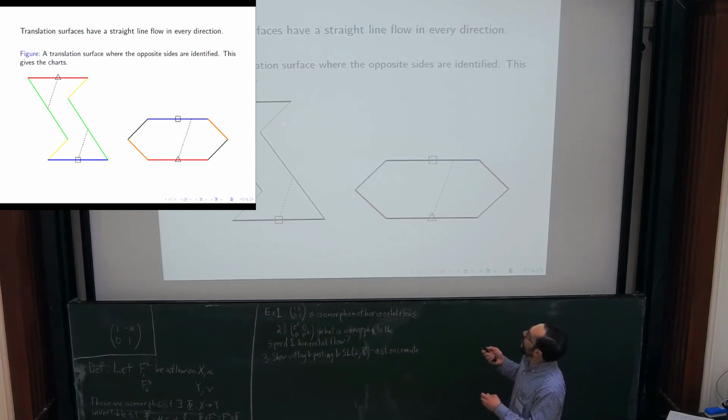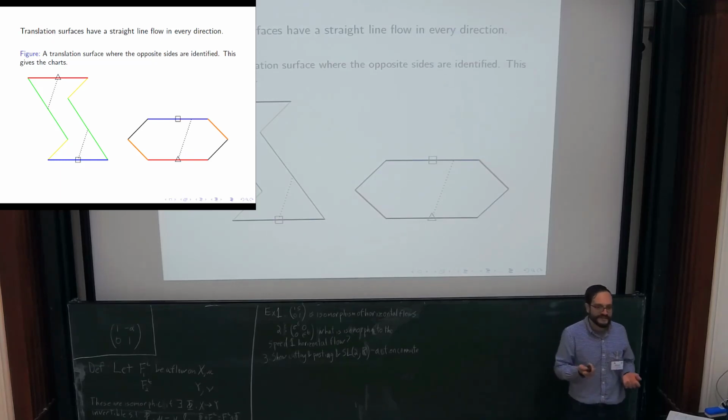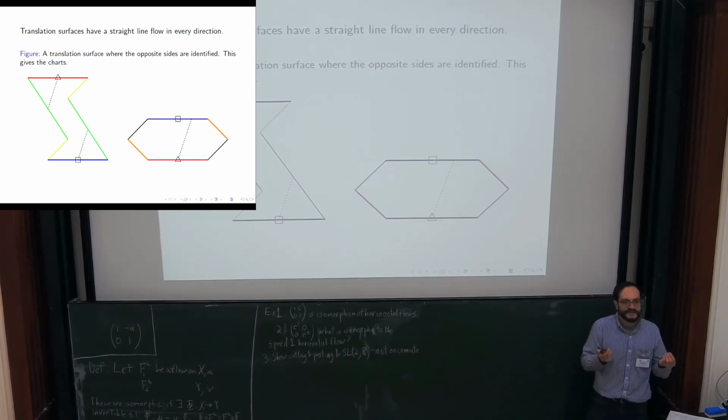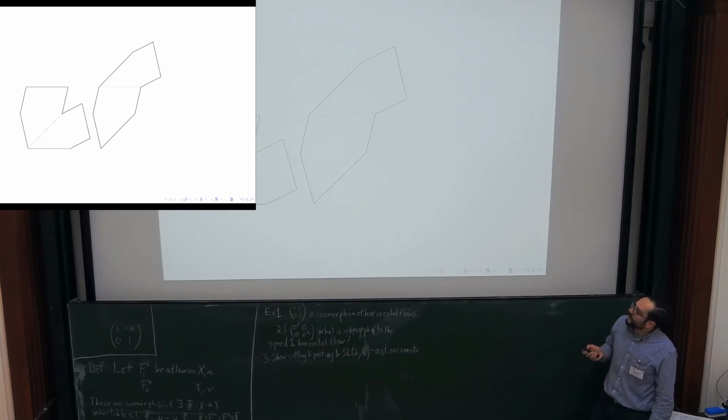And I've got a one parameter family of these flows on these translation surfaces, just as I did in the case of the torus, but now it's not defined at every point, but it's defined almost everywhere. Okay. So I also want to go back to my original picture and talk about the equivalence relation in this case, and see one example here.